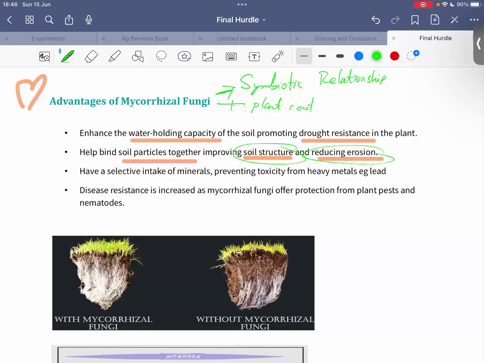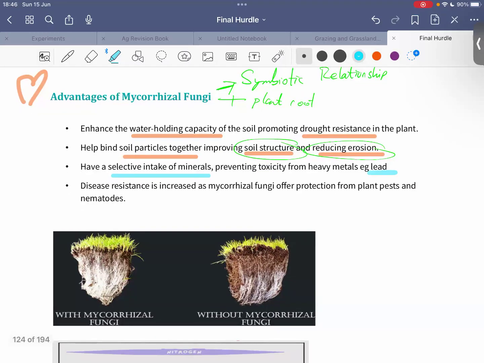It has selective intake of nutrients. We'll go for a different color. So selective intake of nutrients, okay? Like a bouncer at the front of a disco, only going to let the good fellas in, keep the bad fellas out, keeping out the toxic minerals like lead, okay? So whoever was getting kicked out or got the red card there last night or yesterday morning, they're the heavy metals, they're the lead of our soil.